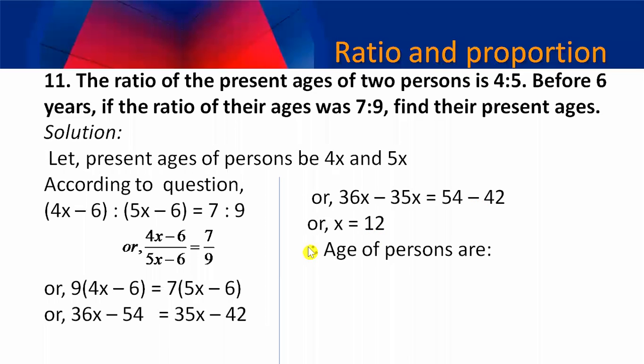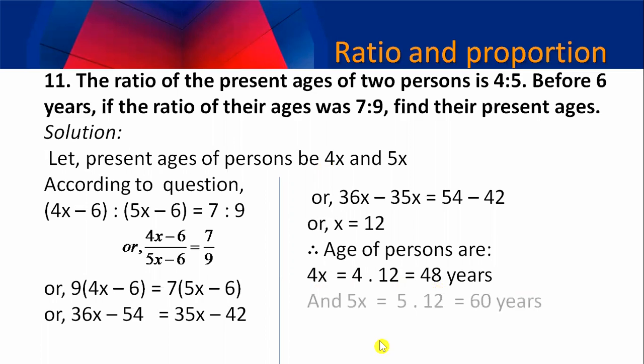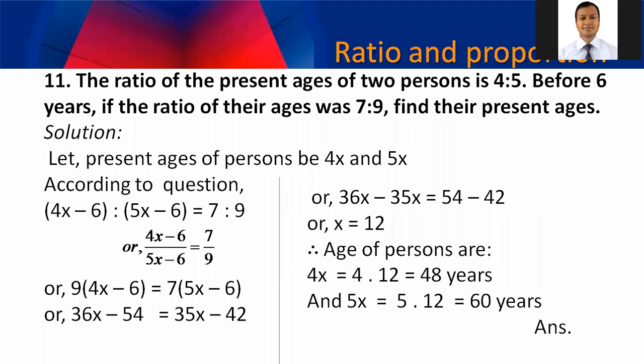If we get the value of x, we can find out the ages of the persons. Age of the first person, that is 4x, is 4 into 12, which is equal to 48 years. And similarly, age of the other person, 5x, 5 into 12 is equal to 60 years. Is there any confusion in it? No, sir.